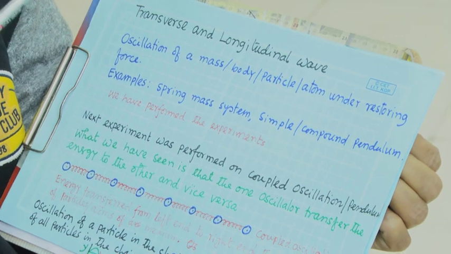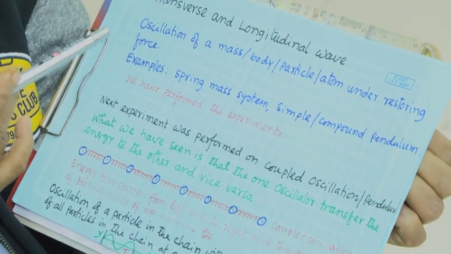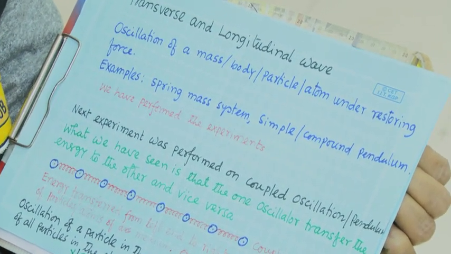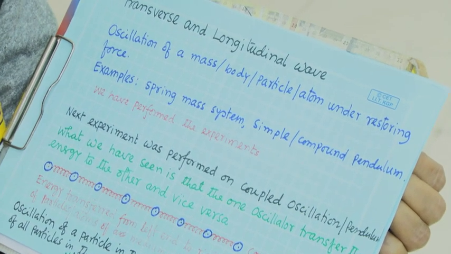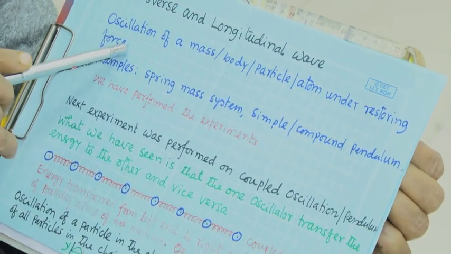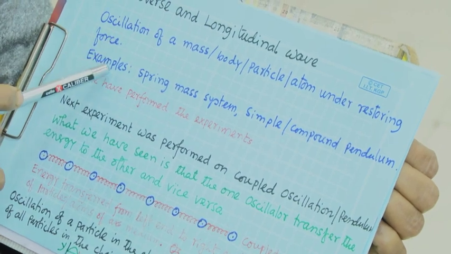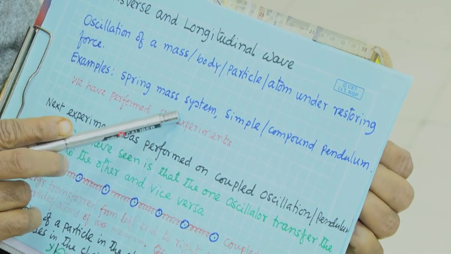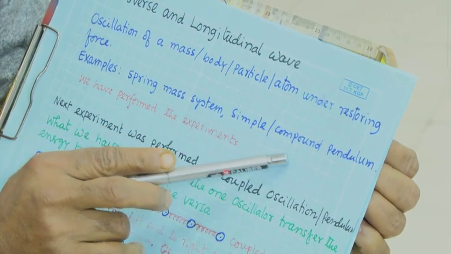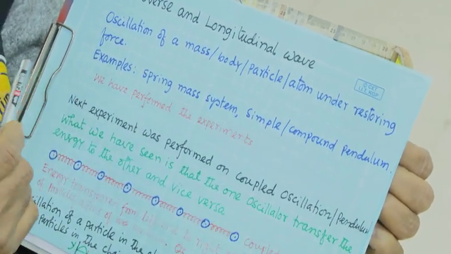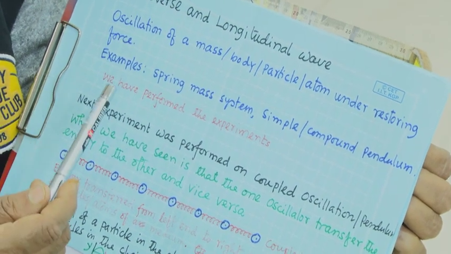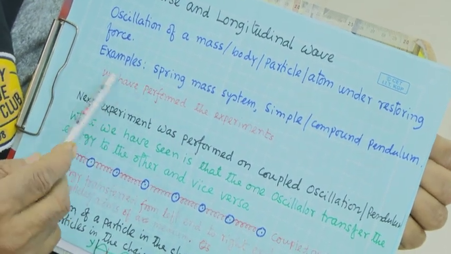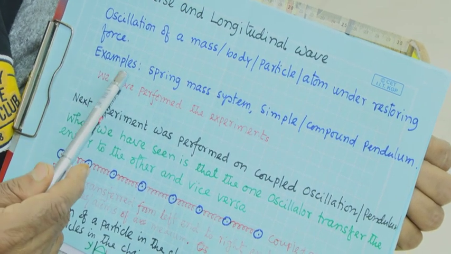Oscillation of a mass is nothing but the oscillation of a body under restoring force. So as for example, we have seen this spring mass system, simple or compound pendulum. So these are the standard examples of this oscillator, simple harmonic oscillator.